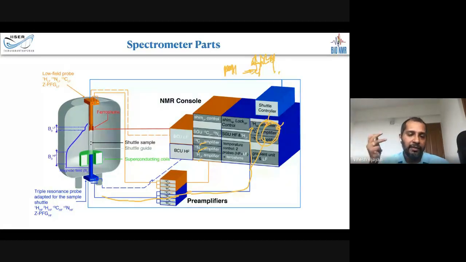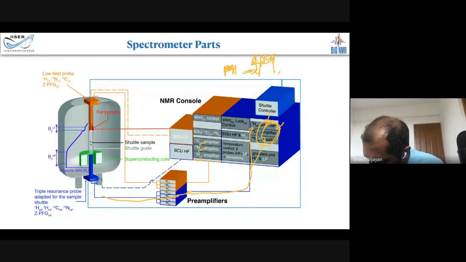Okay, so there is carbon-13, proton, 15N. I'm talking about the major three channels: carbon-13, 15N, proton, and deuterium. Deuterium is always required, especially in solution NMR, because we are looking at the shim based on the deuterium, and also we want to look at the stability of the magnet based on the deuterium signal.